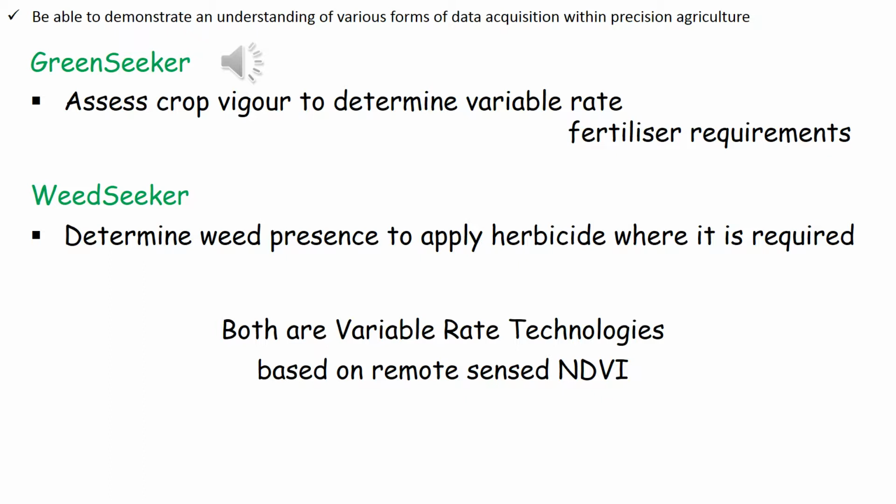Both the green seeker and weed seeker apply variable rate technologies according to how much fertilizer is needed in the case of the green seeker, and where the herbicide is required in the case of the weed seeker, where the rate of the herbicide is constant. The variable rate technologies developed here are both based on remote sensed information derived from the plants themselves.